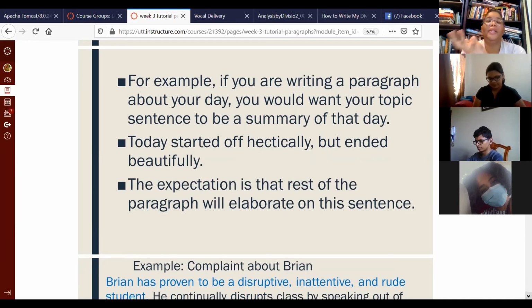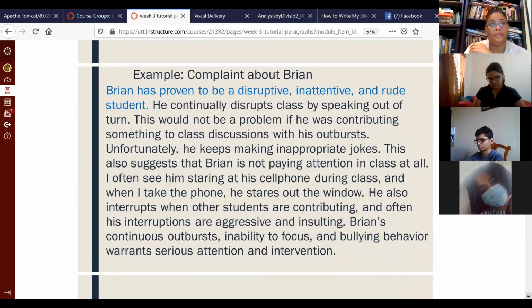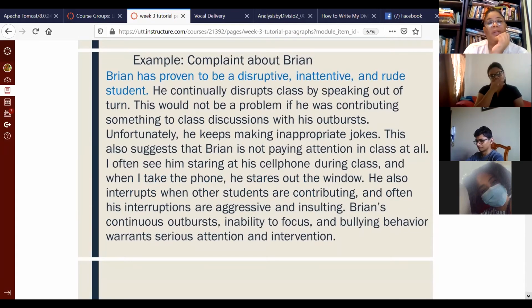Right? So in this example, your topic for your paragraph is how you spent your day, or how was your day. The example here for topic sentence: today started off hectically, but ended beautifully. And so this sets up the expectation that the paragraph will show how you transition from a hectic start to a beautiful finish in that day. Right?